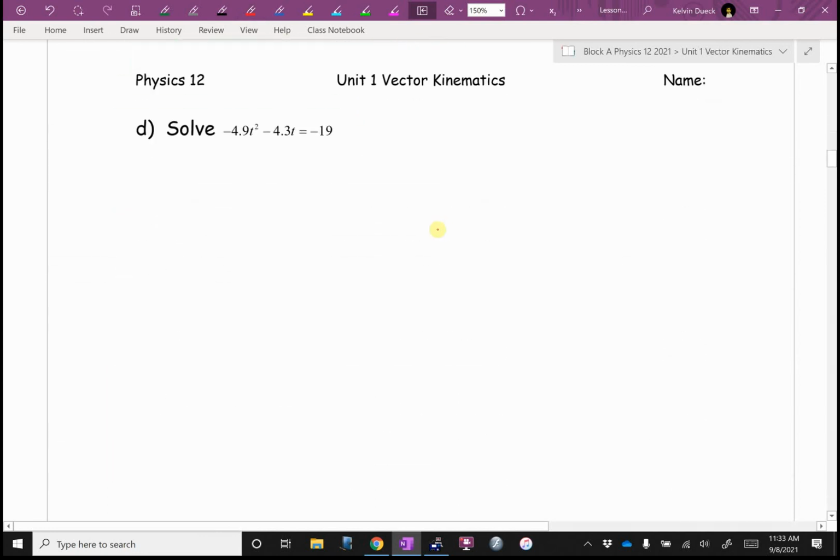Try this one on your own. If you have the solver, use it. If you don't, I'll do it up here silently.